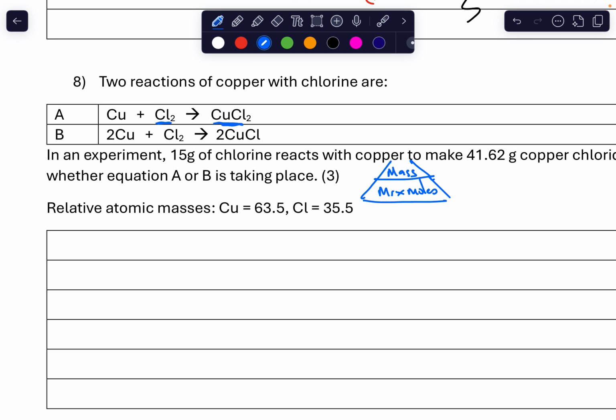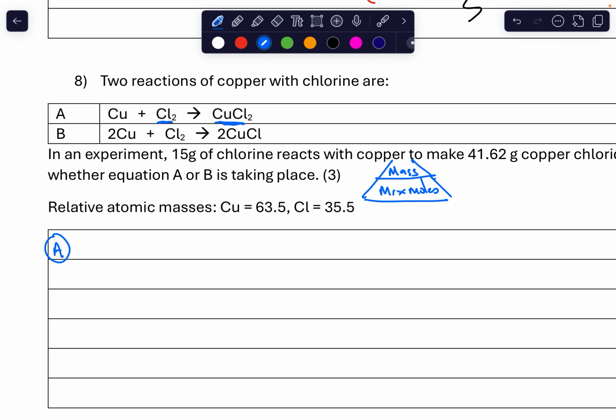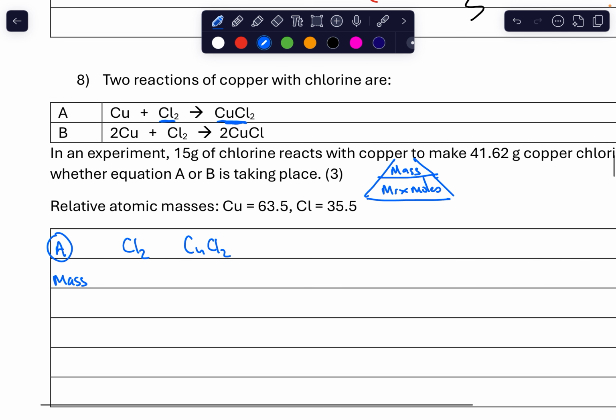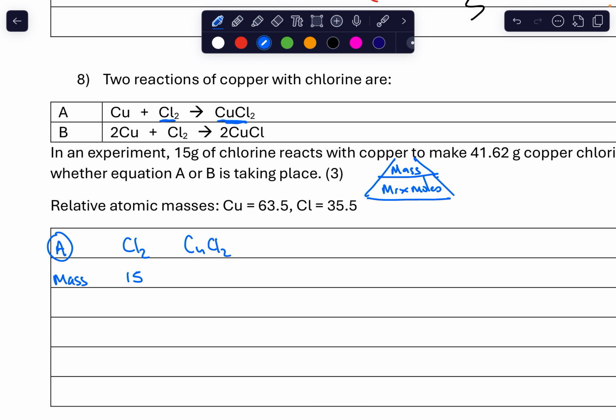And let's do some working out. Okay, so we do A first. So here I'm going to write down the chlorine, Cl2. Then I'm going to put the copper chloride here. And the first thing I'm going to write down is the mass. So the mass of chlorine is 15. Then I'm going to do the MR. So chlorine, there's 2 chlorines in there, and 1 chlorine is 35.5. So 2 chlorines is 71.